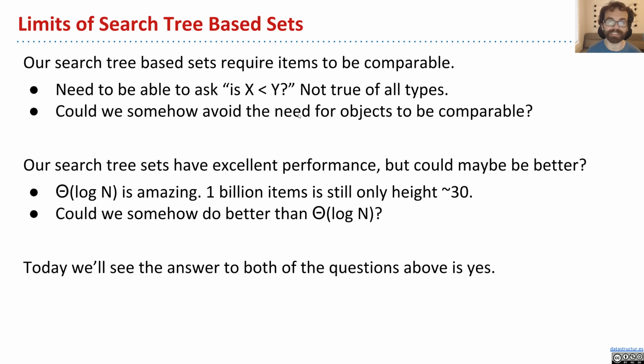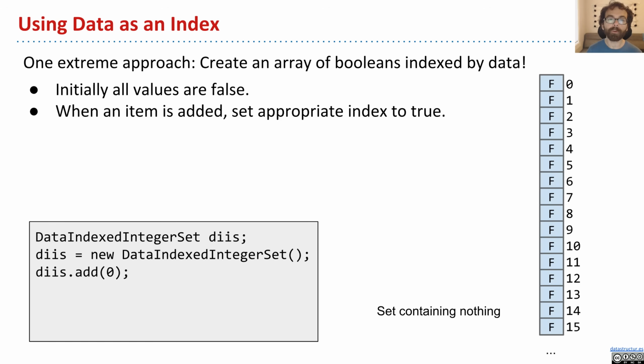And it's a very interesting and important idea that we'll ultimately learn is called a hash table. But we're going to start small. And we're going to start with this strange idea, which I'm going to call a data indexed integer set, which is just something I made up. Okay? This is not something you could Google and find. So the idea is, let's just create an array of booleans that's indexed by our data. Okay? And initially, all of our values will be false. Now when we add an item, we're going to set the appropriate index to true. So when we create a data indexed integer set, it's basically a gigantic array of tons and tons of false values. This is basically a set containing nothing.